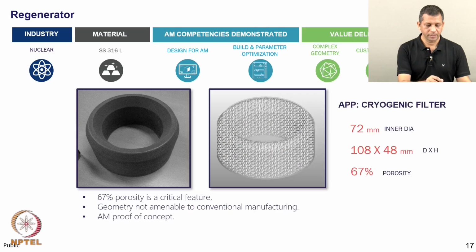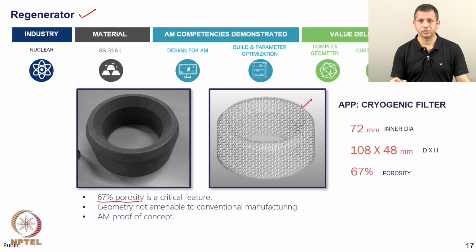The second example is a regenerator. A regenerator is a device which is used for heat exchange. In this particular case, this regenerator needs to have 67% porosity. Either it can be made using a metal foaming process, which is not very easy. Using additive manufacturing, we can create complicated geometries, lattice structures, and various topologies which can be designed in such a way that very high porosity can be achieved.